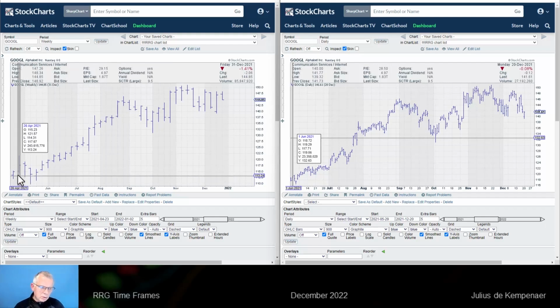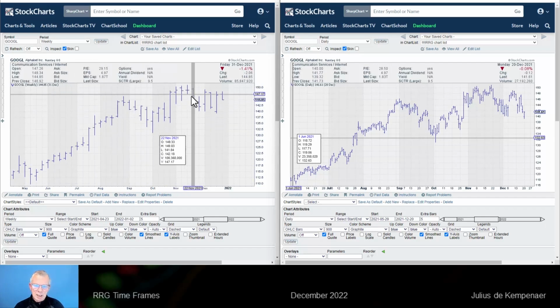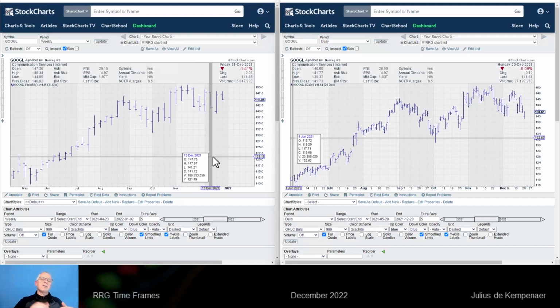Now look at this here. So you look at the Google chart on the weekly, you see high, low, moves all the way up, you see a high, low, high, low, high. So Google at that time was making a very nice series of higher highs and higher lows on the weekly time frame. And we all know higher highs and higher lows means that the stock is in an uptrend.